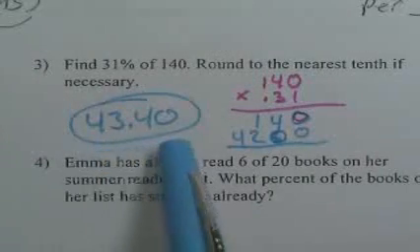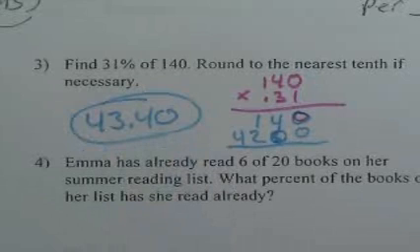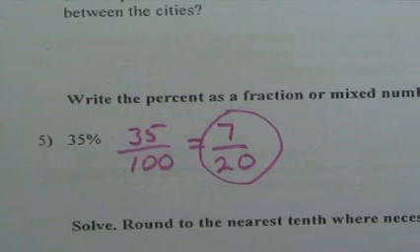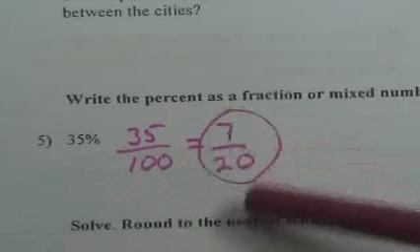Number 3 is 43.40 or 43.4. Number 5 is 7 over 20.